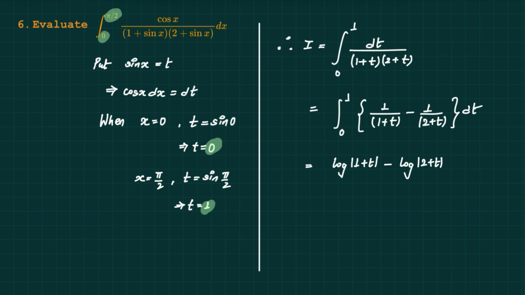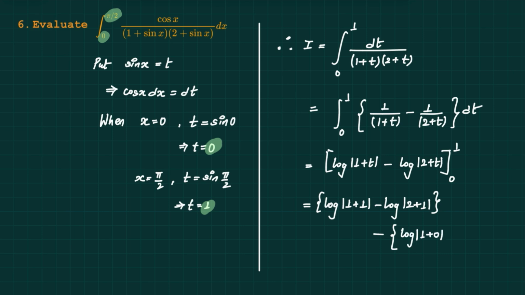So this would be my final answer if I integrated them, but since this is a definite integral, we have to use the limits also. So my upper limit is 1, so instead of t I will be using 1 here. So putting the upper limit, it will be log of 1 plus 1 minus log of 2 plus 1. Here I used the upper limit and we have to subtract by putting the lower limit. So putting the lower limit here, it will be log of 1 plus 0 minus log of 2 plus 0.